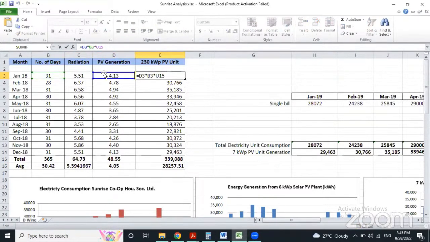Okay, so when you simply multiply this data, I can show you the formula, multiply 31 by this particular data 4.13, that is the radiation per kilowatt, and multiply by U15. U15 is nothing but your 230 kilowatt. So you get this much is the generation from the solar power plant.